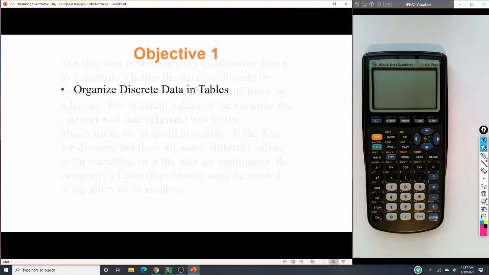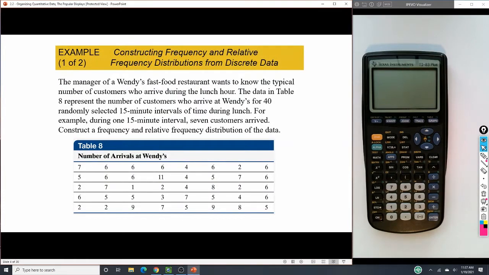So let's look at discrete first. Here in objective 1, we want to organize those. So discrete, remember, is just single items, and so we just have those pieces. Here we're looking at Wendy's, and it's the typical number of customers who arrive during the lunch hour. And so they go through these intervals and they see how many, okay?